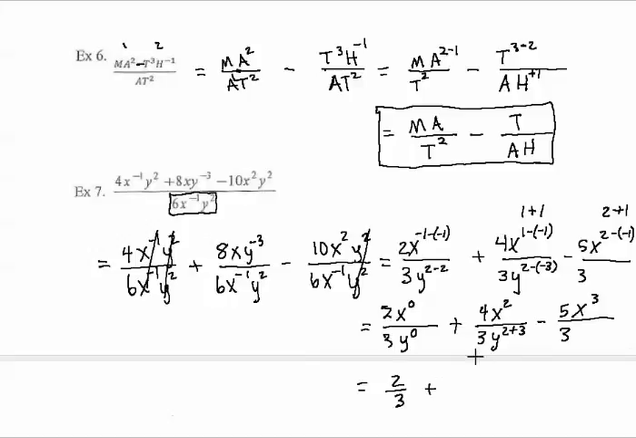For the second fraction, we still have 4 over 3, an x squared on top, a y to the 5th on the bottom. And now we're just simply copying down the third fraction, 5x to the 3rd over 3. So here is our final version. It's totally simplified. This is the final version of example 7.